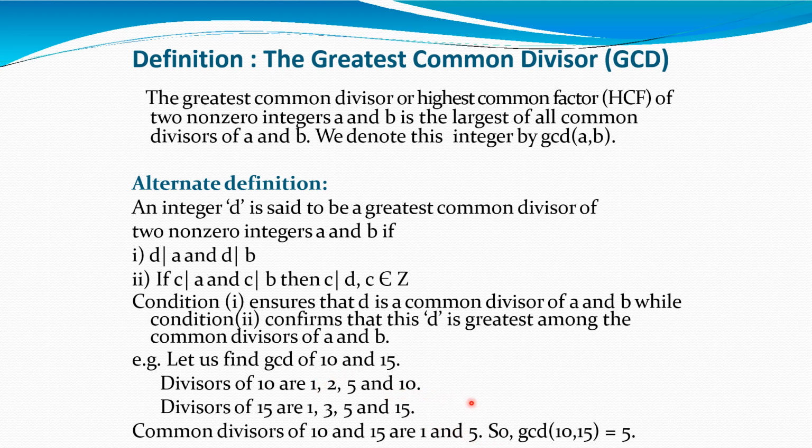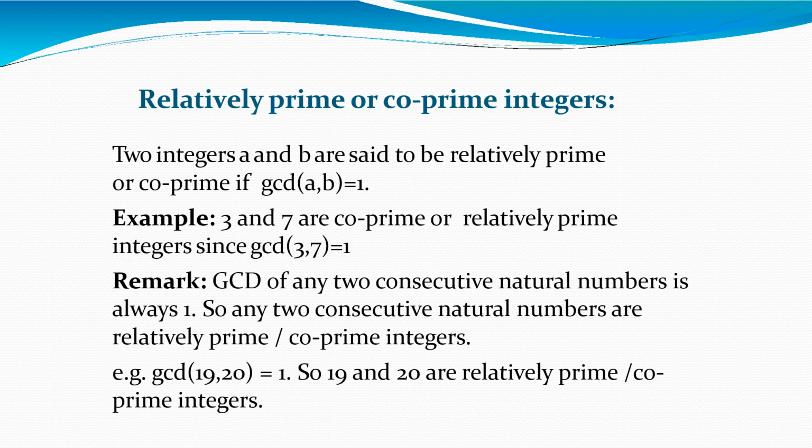So in this way we can find the GCD of two integers. But this is not actually a method. This is just to understand the meaning of the definition. Because if the numbers are very big, then practically it is quite difficult to find the divisors of each number. We are not using this method. This is just for understanding the actual meaning of greatest common divisor.